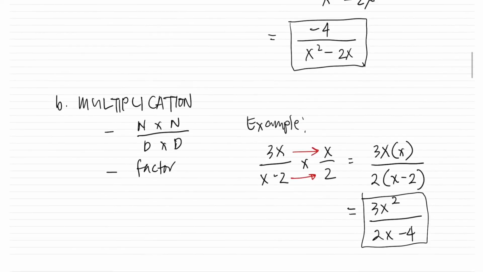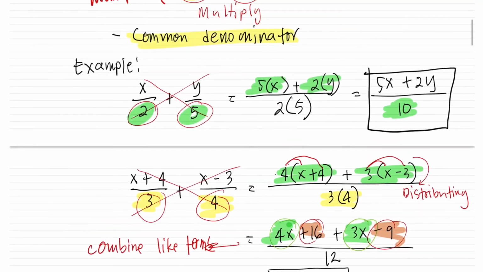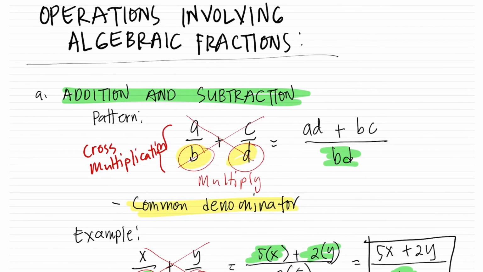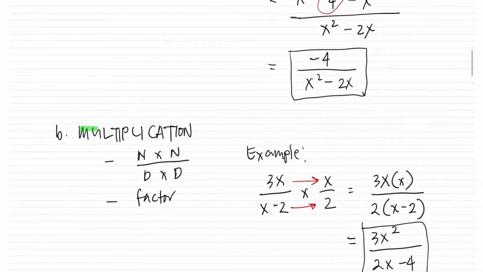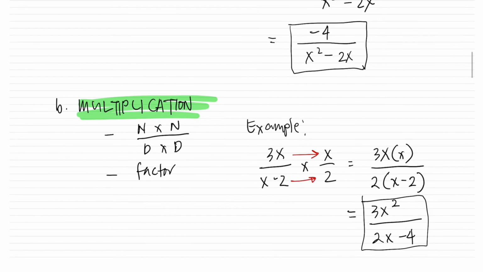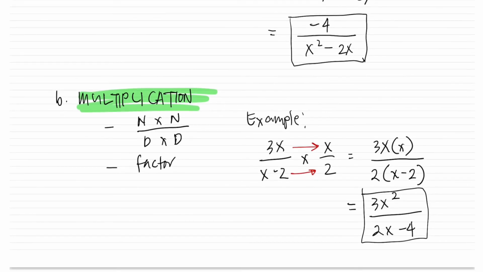Okay, so those are the four operations involving algebraic fractions. First, we have addition and subtraction. Second, we have multiplication of algebraic fractions, for which we have the same rule as we multiply. A over B times C over D is equal to AC over BD. This is the same rule as we have with numeric fractions.